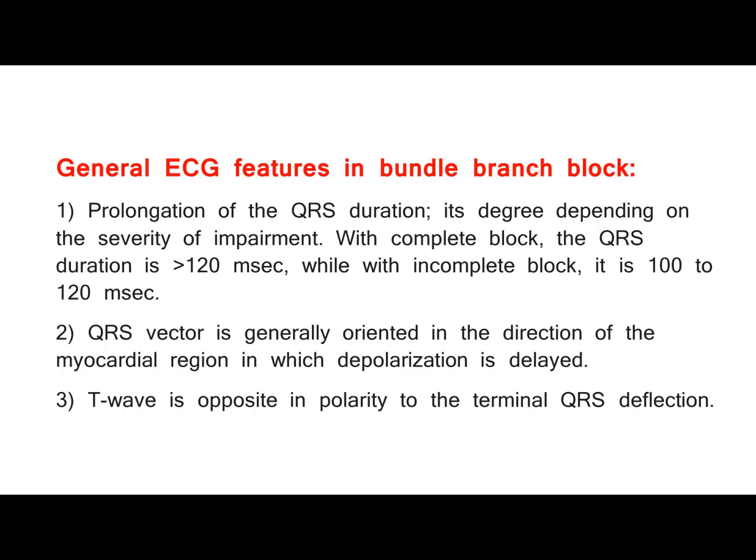General ECG features in bundle branch block. 1. Prolongation of the QRS duration, its degree depending on the severity of impairment. With complete block, the QRS duration is greater than 120 millisecond, while with incomplete block, it is 100 to 120 millisecond. 2. QRS vector is generally oriented in the direction of the myocardial region in which depolarization is delayed. 3. T-wave is opposite in polarity to the terminal QRS deflection.